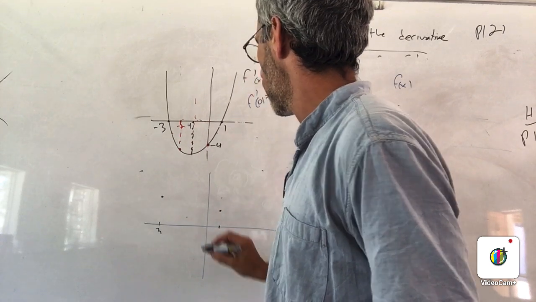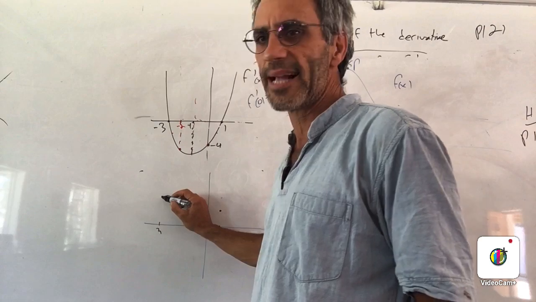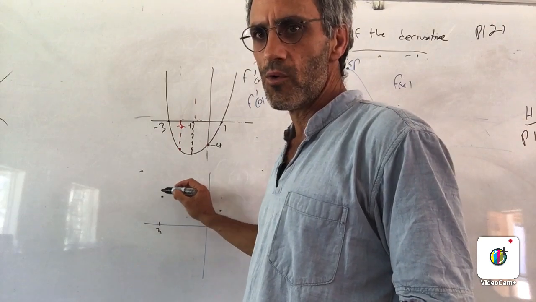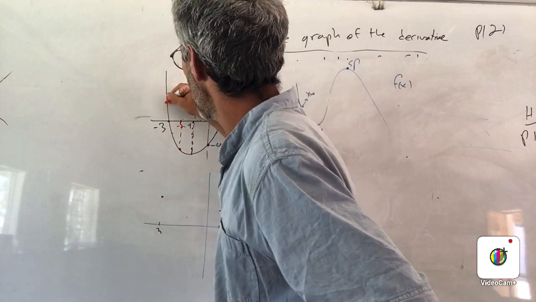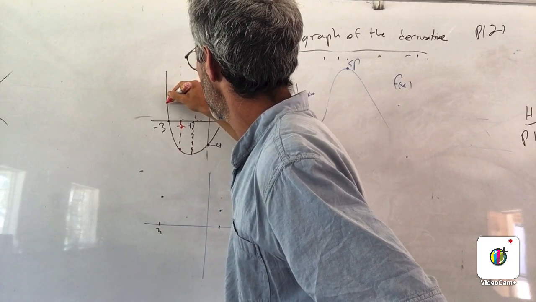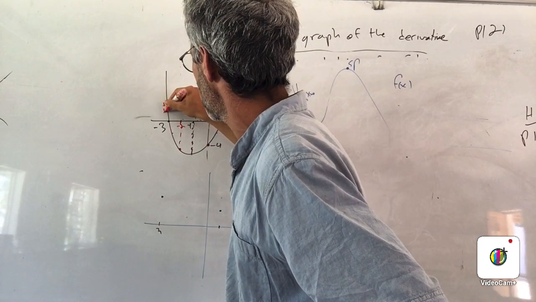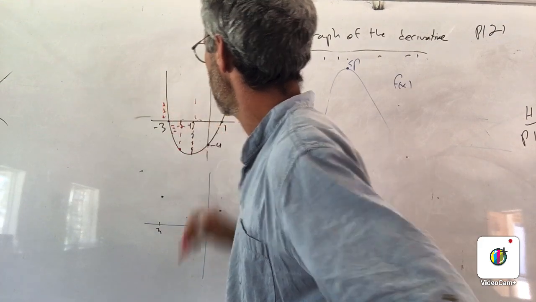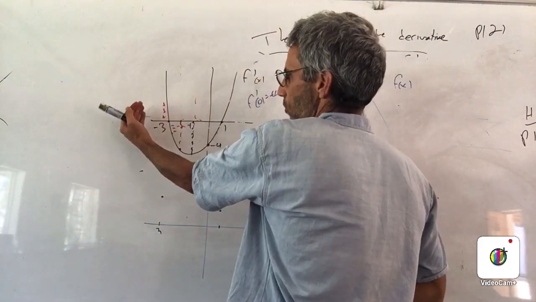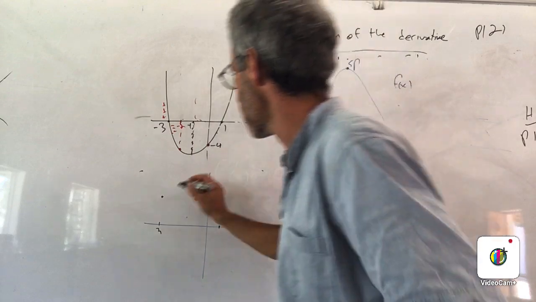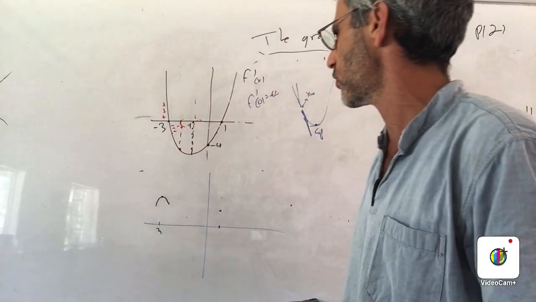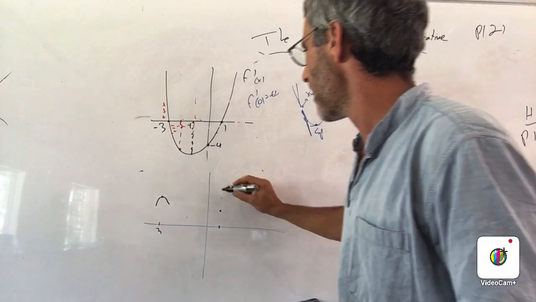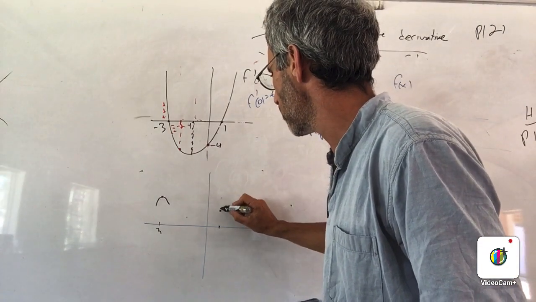Now, the question is, is this a maximum or a minimum? The best way, as I showed you before, is to look at the derivative. Derivative is positive here, and then it's negative there. The derivative is positive before and negative after, so it's going to be a maximum. And then therefore that really has to be a minimum.